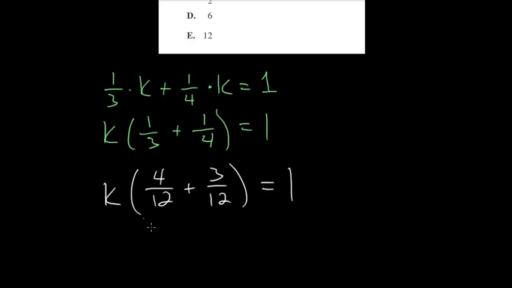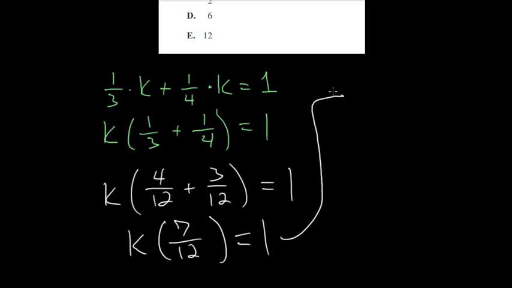And now we can just add these fractions. So we have k times 4 plus 3 is 7. And our denominator stays the same. This is equal to 1. And now moving our work up here, I'm going to write the fraction out in front. We have 7/12 times k is equal to 1.